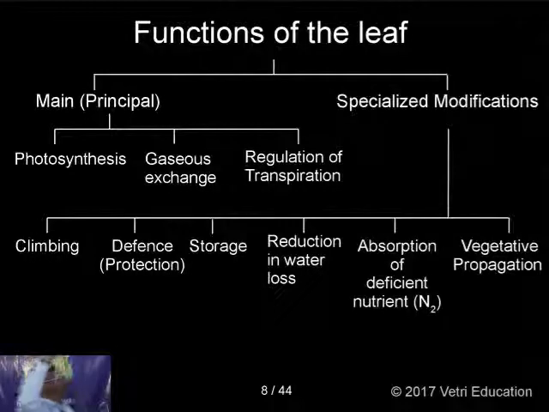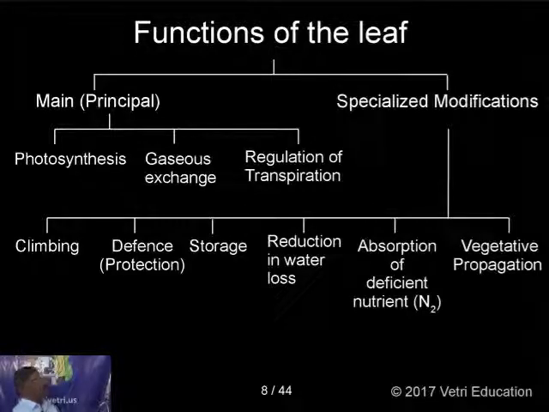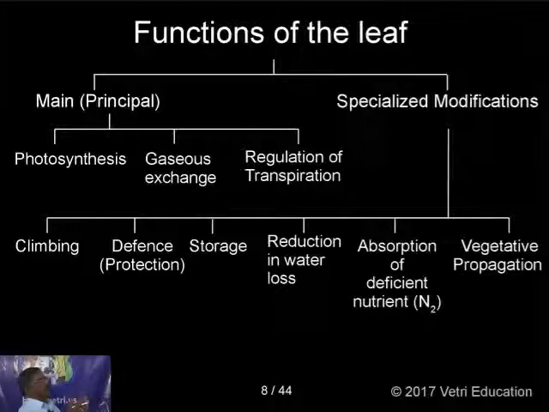Next we have the functions of the leaf. I gave a tabular form for this: the main functions and the specialized functions, which are called modified functions. Regarding the main functions, the foremost and very important one is photosynthesis. The leaves carry out photosynthesis and prepare food materials. Next is gaseous exchange. The leaves have minute openings called stomata, through which gaseous exchange takes place. The second one is the regulation of transpiration. These are the main functions of the leaf.